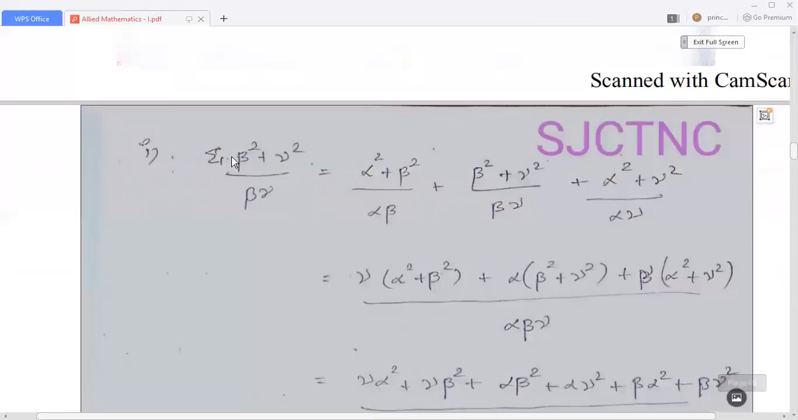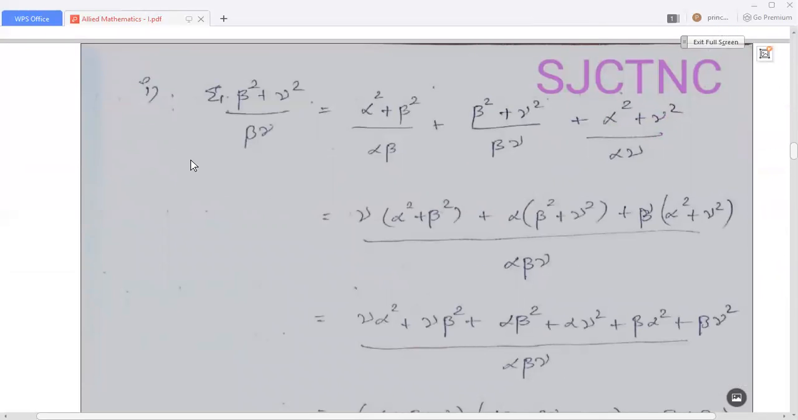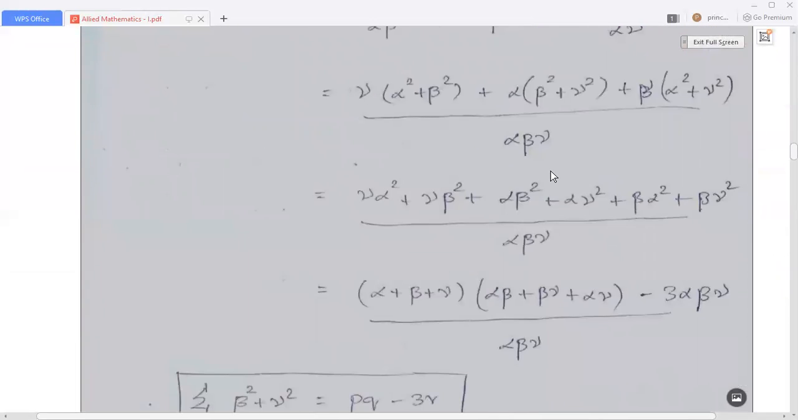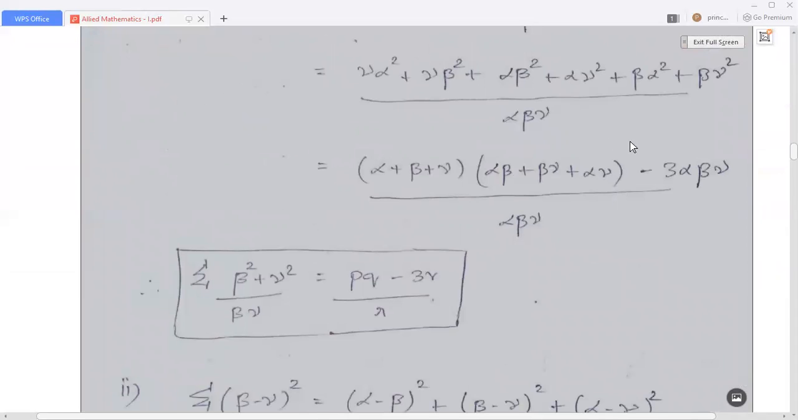Now we calculate sigma beta square plus gamma square by beta gamma equal to, this is the formula. In this formula, we can take LCM and we can simplify. When you simplify this, we get an expression.